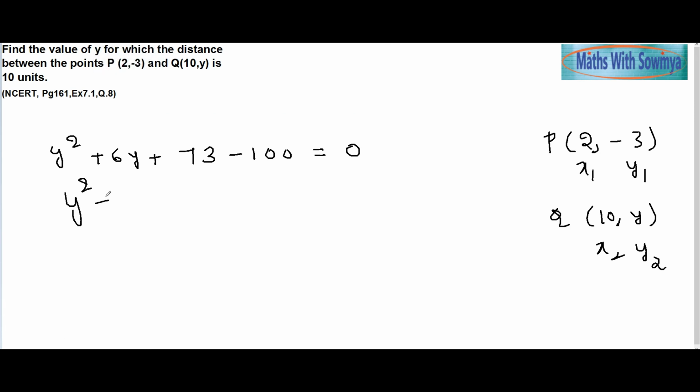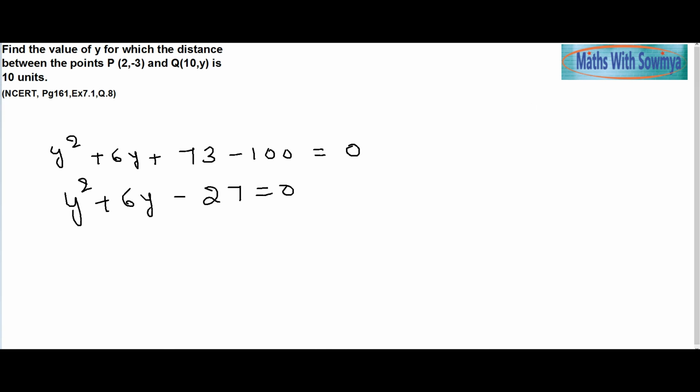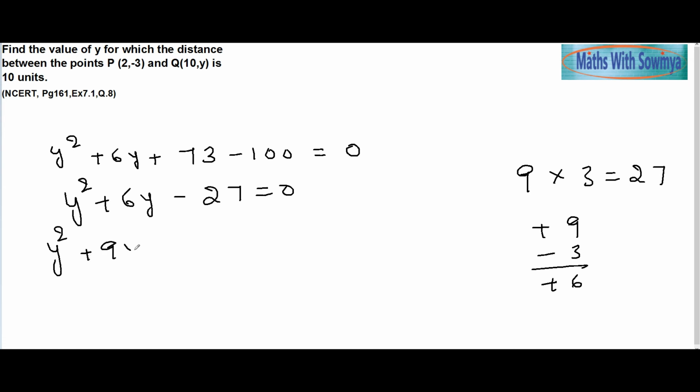y square plus 6y, this will be minus 27. So 27, we have 3 nines are 27. 9 minus 3 will give you 6. So we can directly do here 9 into 3, 27, plus 9 minus 3 will give you plus 6. So this will be highly suitable here. So take the values: y square plus 9y minus 3y minus 27 is equal to 0.